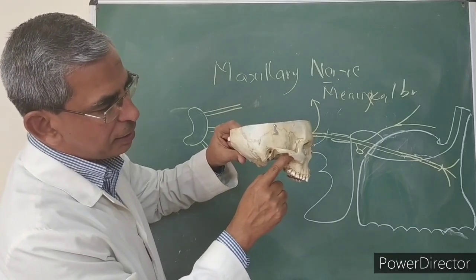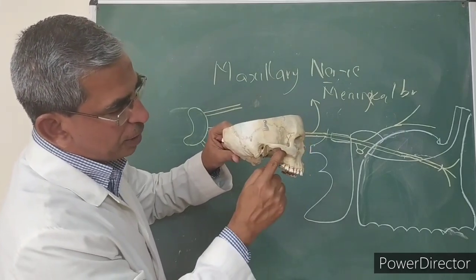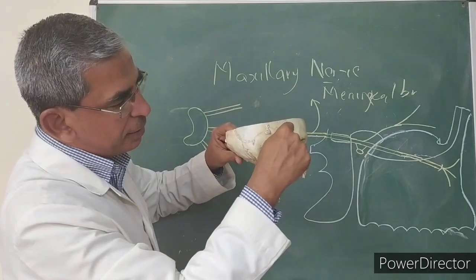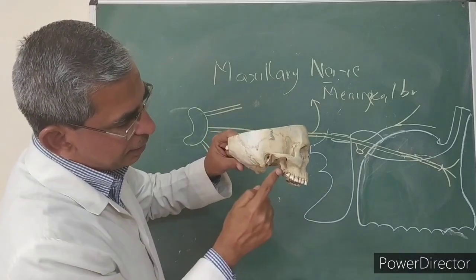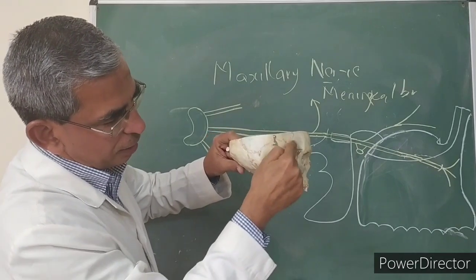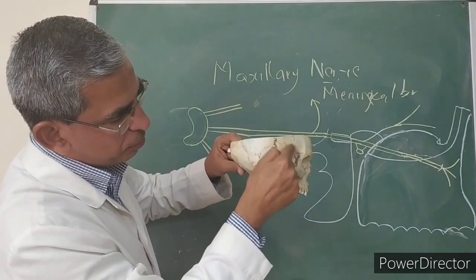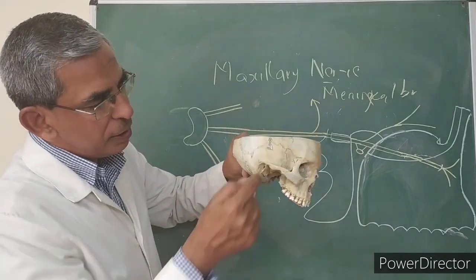There is one foramen, the zygomaticotemporal foramen, and this nerve, after coming out of the zygomaticotemporal foramen, passes towards the temple region and supplies the skin of the temporal part of the lateral side of the skull, of the head. So this is the zygomaticotemporal nerve.